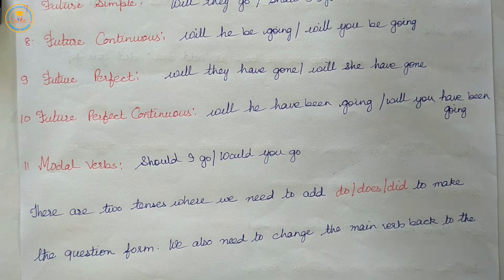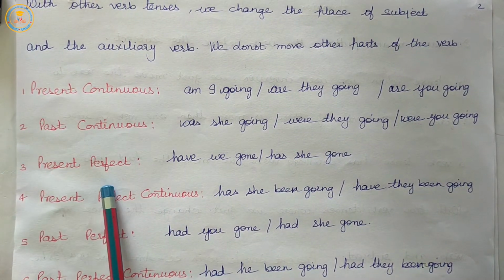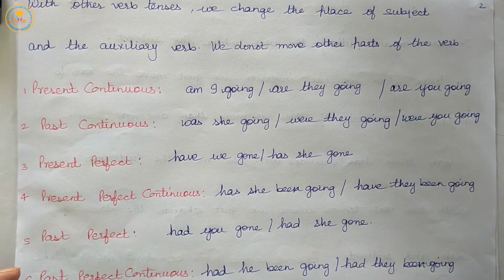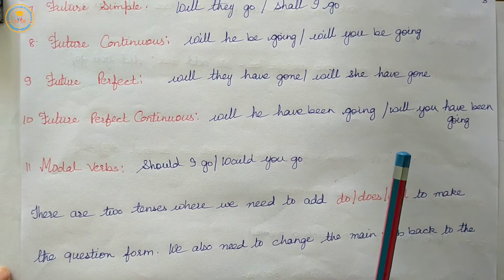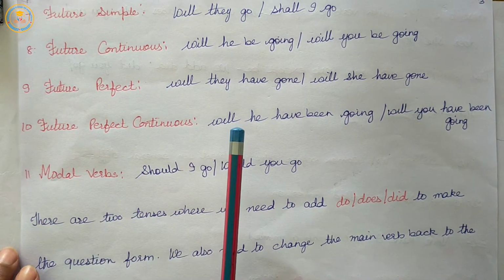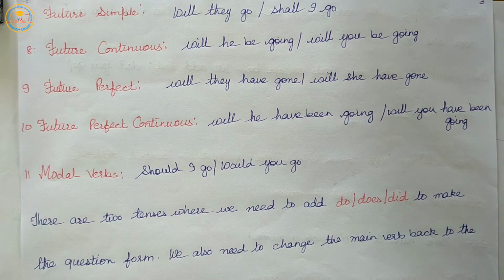We have read these 11 tenses. First, present continuous. Second, past continuous. Next, present perfect continuous, past perfect continuous, future simple, future continuous, future perfect continuous, and modal auxiliaries or verbs. With these examples, you can easily see the place of the subject and the auxiliary verb.